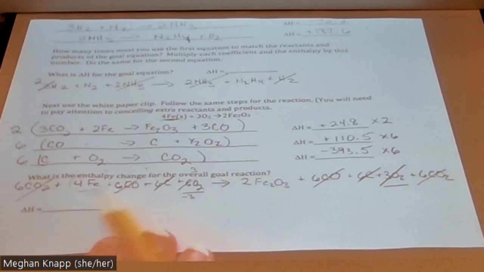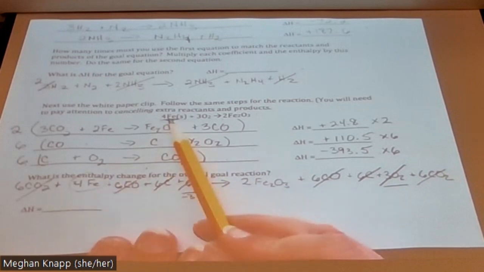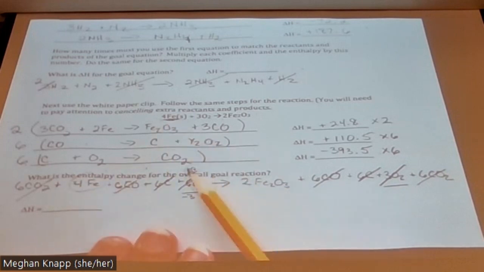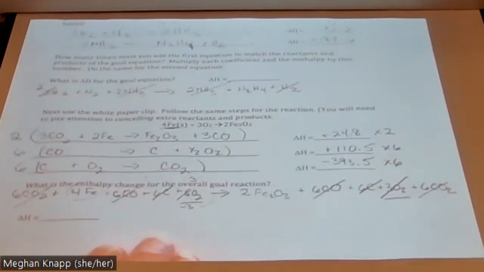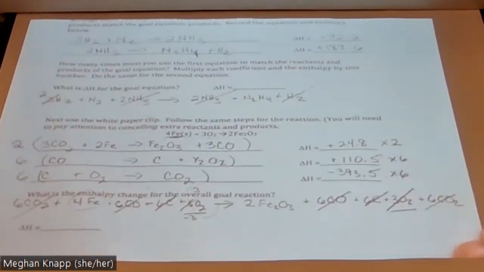So then I have 4 iron, which matches this, 3 oxygen, which matches this. Everything else is canceled here except for the 2 iron oxides. So I should be able to add these up.